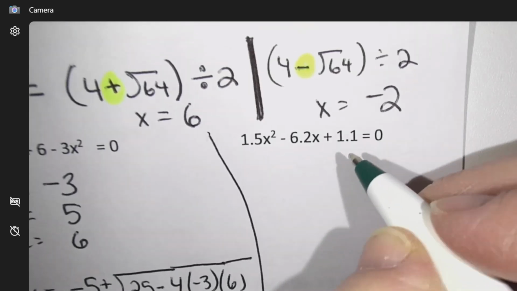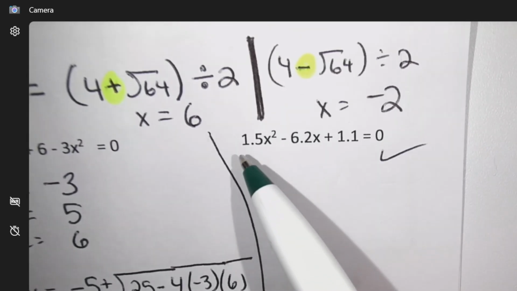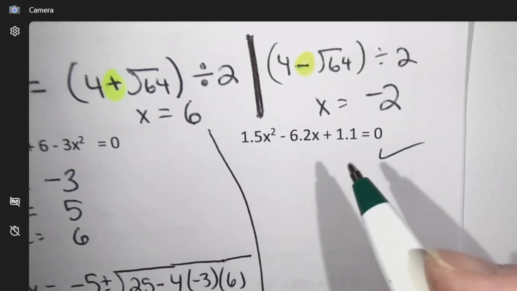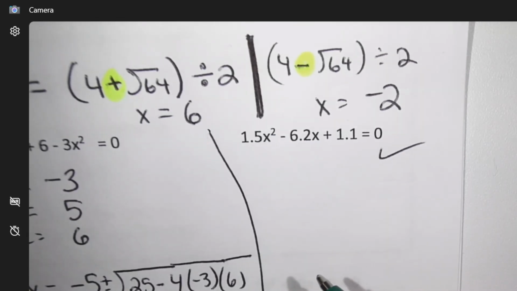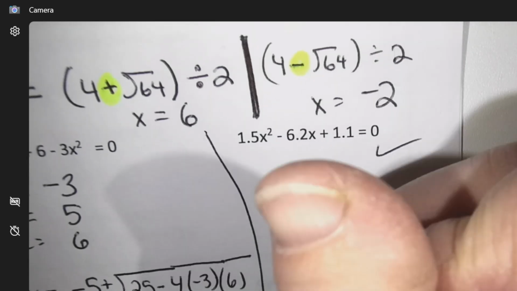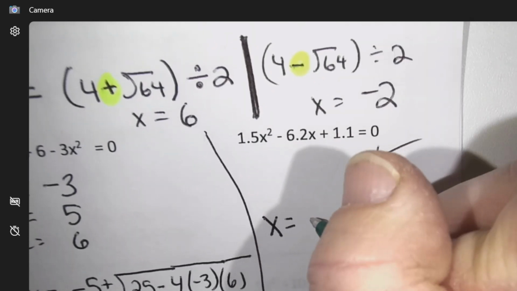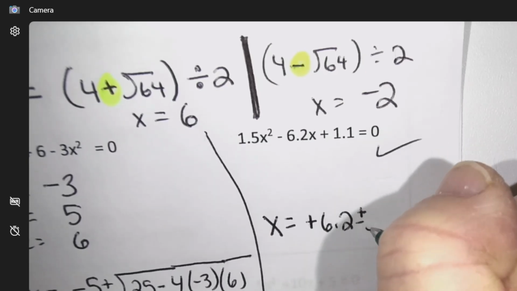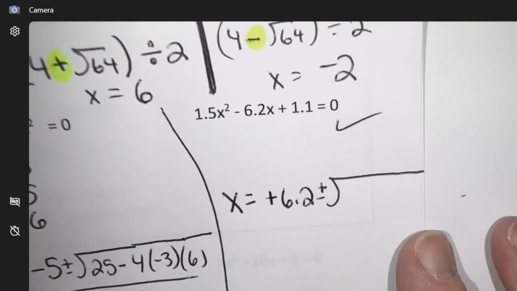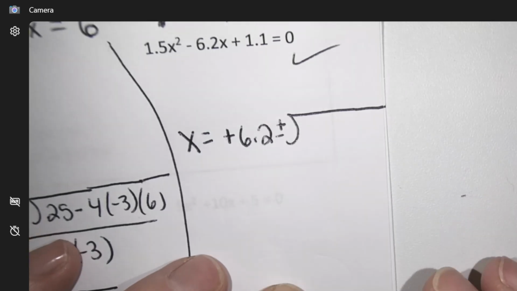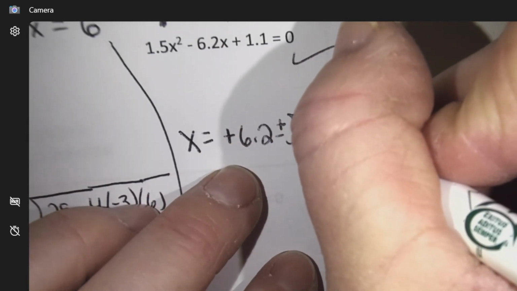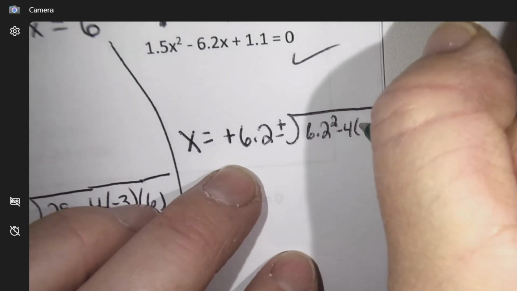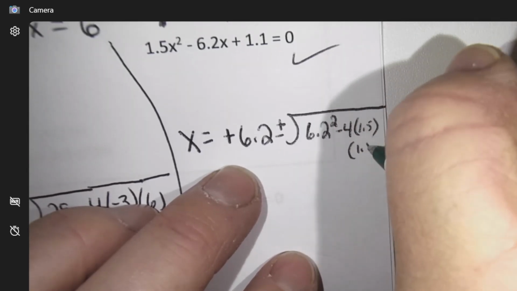We got things good here. We have a 0, that's good. We have ABC. We don't have any tricks with the order. So this one is just that the numbers are decimal numbers. So go ahead. X equals positive 6.2 plus minus the square root of. I'm actually going to do 6.2 squared minus 4 times 1.5 times 1.1.